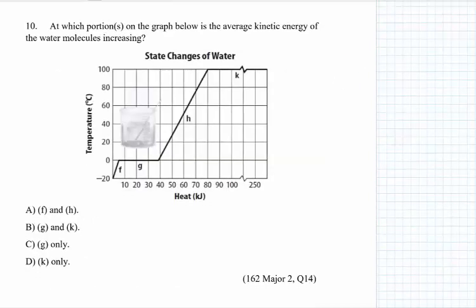Let's see this curve. At which portion on the graph below is the average kinetic energy of the water molecules increasing? When he says average kinetic energy, he means the temperature. So at which part does the temperature increase? If you look at this graph, at F, this is an increase in temperature, and during H, this is an increase in temperature. So I would choose F and H.